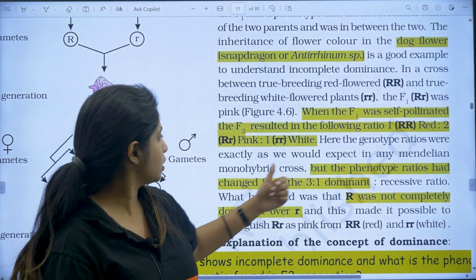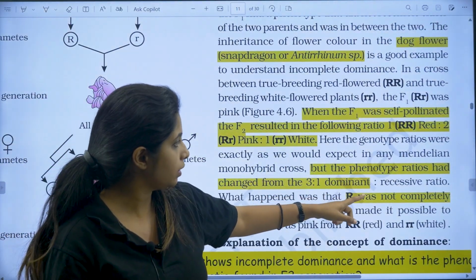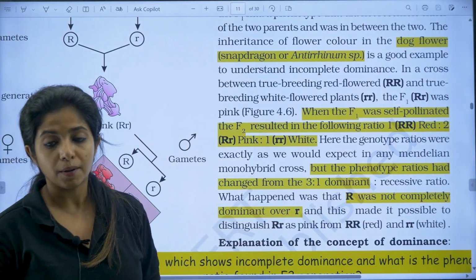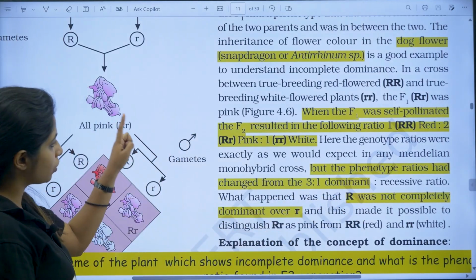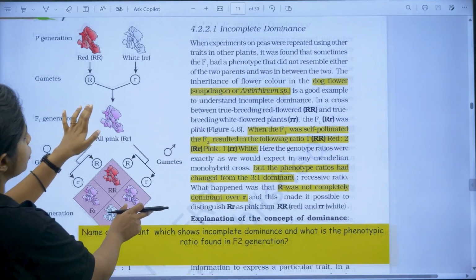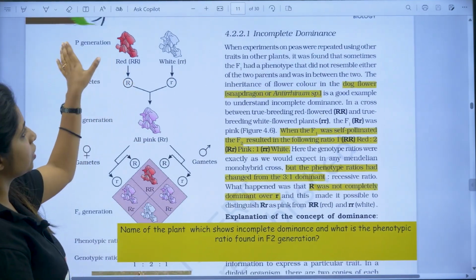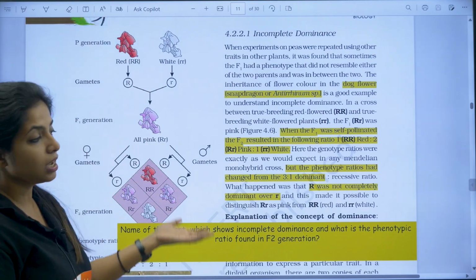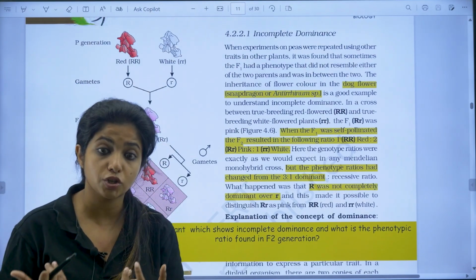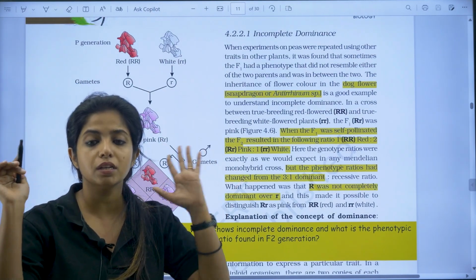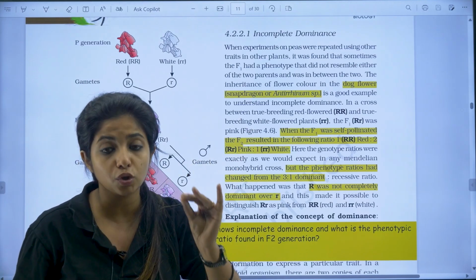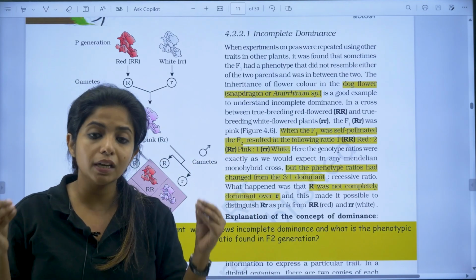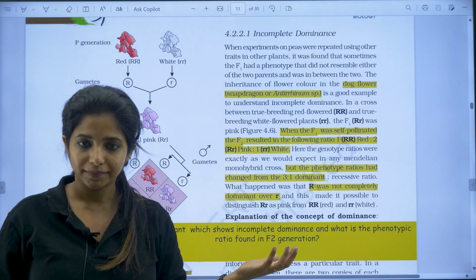The phenotypic ratio has changed from the 3:1 dominant ratio. What happened? R was not completely dominant over the small r. So they will ask you to make this also. Be sure that you know about all this: P generation, that is parental generation, the gametes, the F1 generation, and when you fuse the F1 generation, what do you get in the F2 generation as well? So F1, F2, everything is important in incomplete dominance. They can ask you for the definition also. What do you mean by incomplete dominance? That means neither of the alleles is completely dominant over the other.